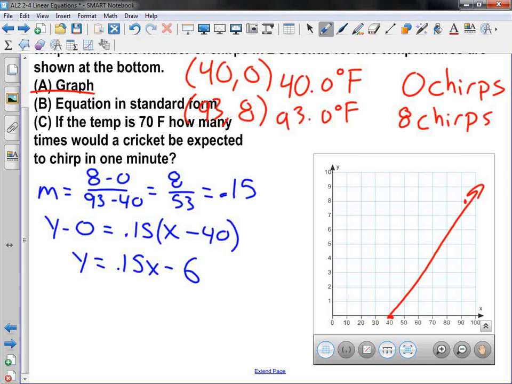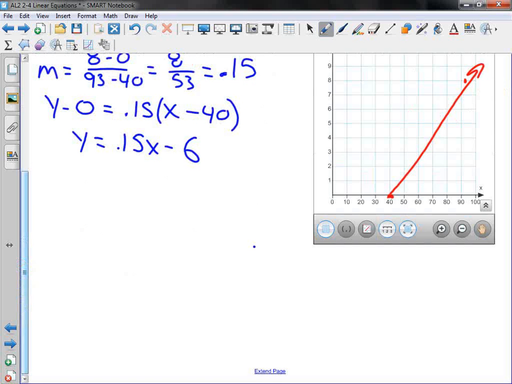Is that what they wanted? They wanted an equation, right? But it has to be in standard form. Is this in standard form? No, we need to. Want to just add 6? Do we want what with y for standard form? X and Y. Yeah, we want x and y on the same side. So we need to subtract, we get negative 0.15x plus y is equal to negative 6. Is that standard form? Yeah, do they say anything about wanting integers or anything like that in this problem? No, so we're okay.